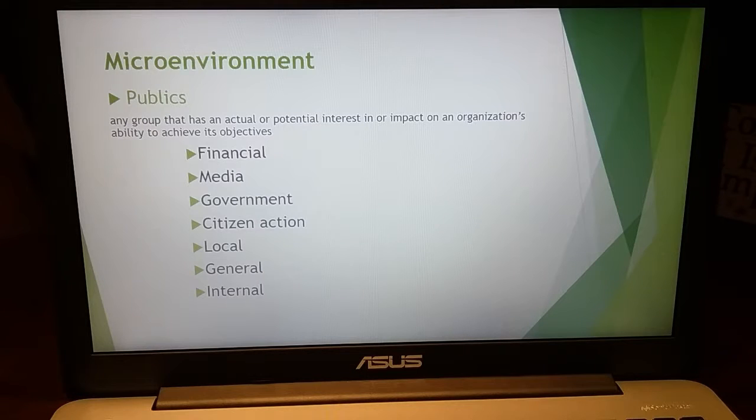General is just the general public. It can be anything. Like the general public. Anyone who's ever heard of your company might have an opinion about your company or your product. Then internal are any kind of internal group. And customers. I'm sorry, not customers. Your own employees would be an internal, because they do have interests in your business, in terms of labor unions and that kind of stuff. Okay.